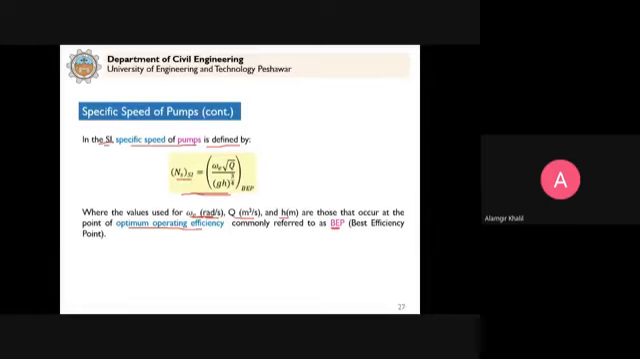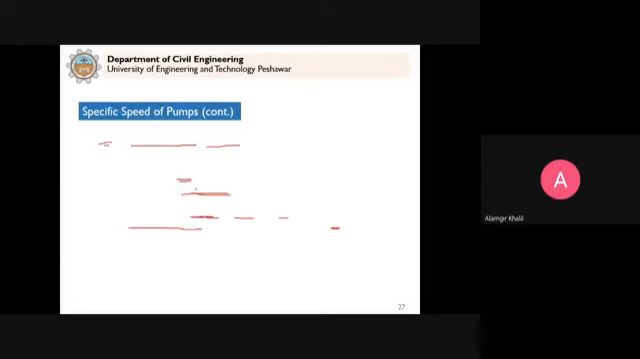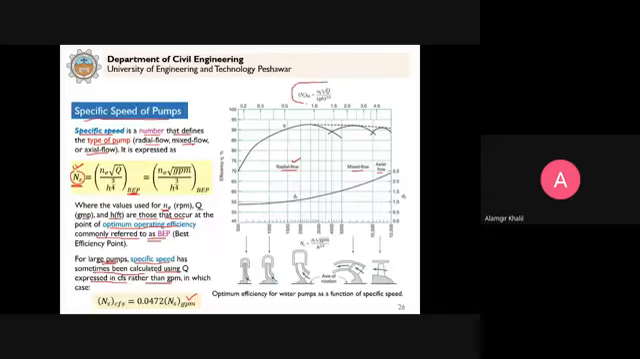So you can calculate this specific speed in SI, and then we can use the same graph. This is for SI at the top. This is for the specific speed in the SI system, and still you can determine what type of pump this is and the corresponding efficiency.